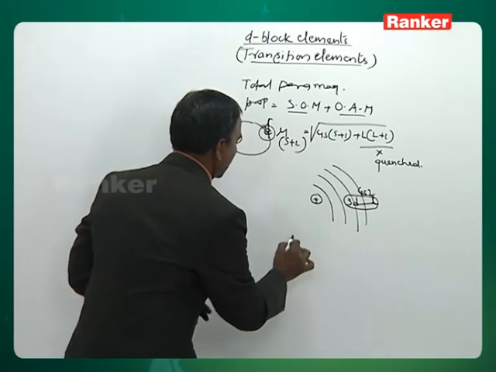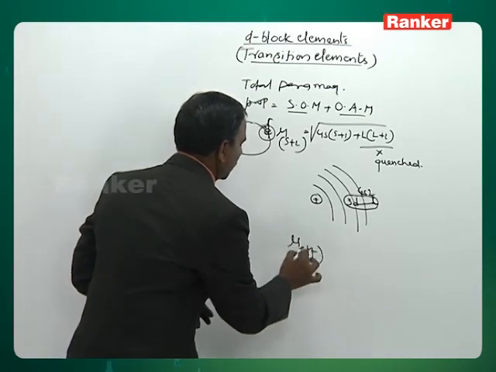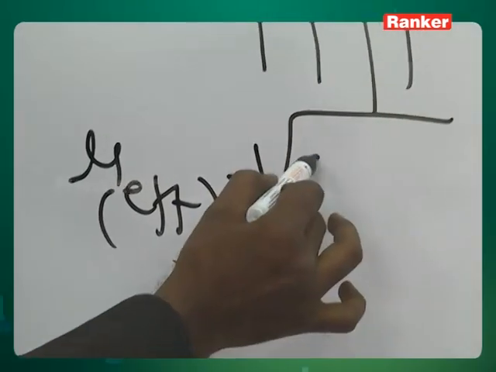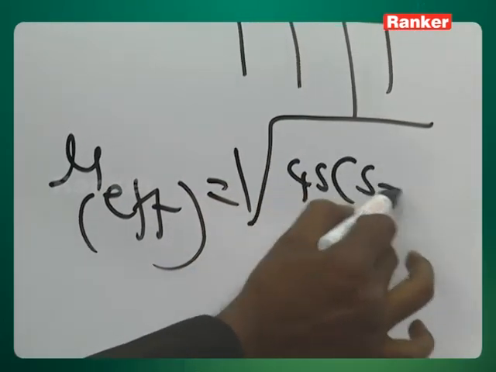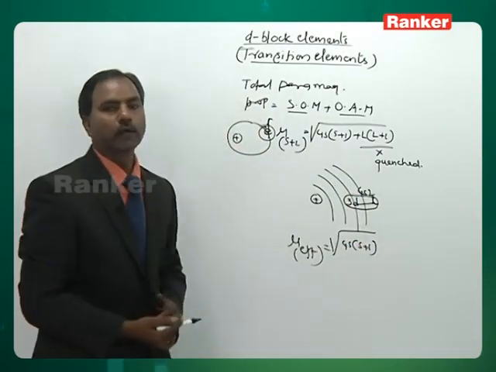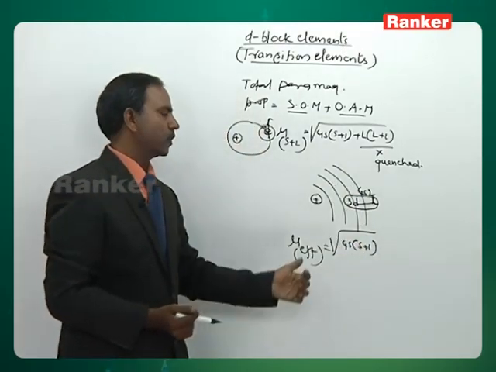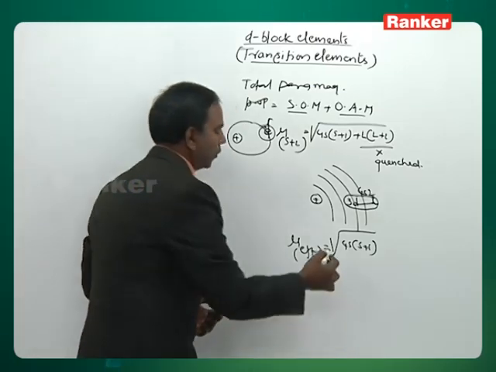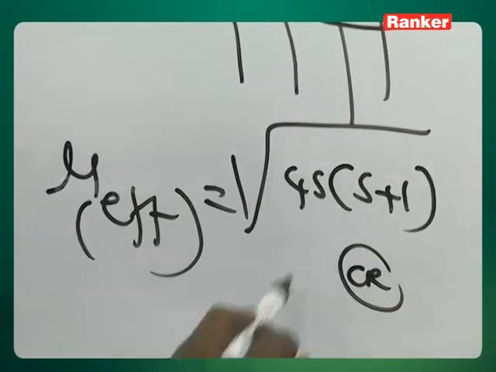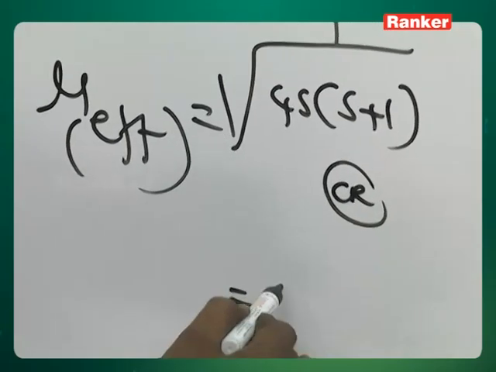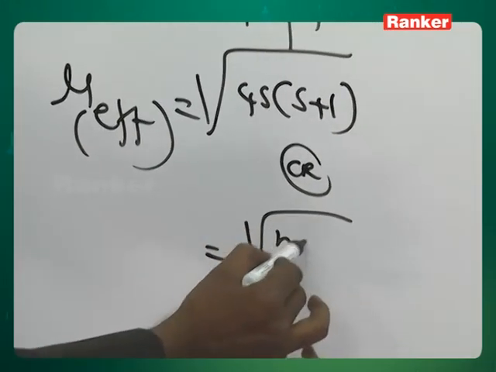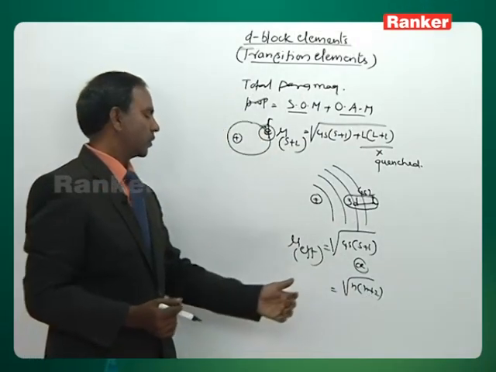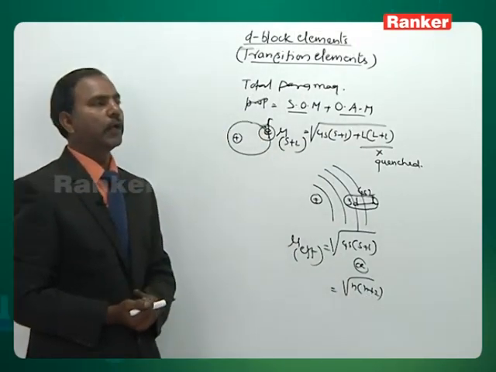Therefore, we can now write mu effective. Mu effective is equal to only half of the equation I am taking here, that is the square root of 4S into S plus 1. The square root of 4S into S plus 1 is enough. You use one more equation in addition to that. Mu effective is also equal to the square root of n into n plus 2.